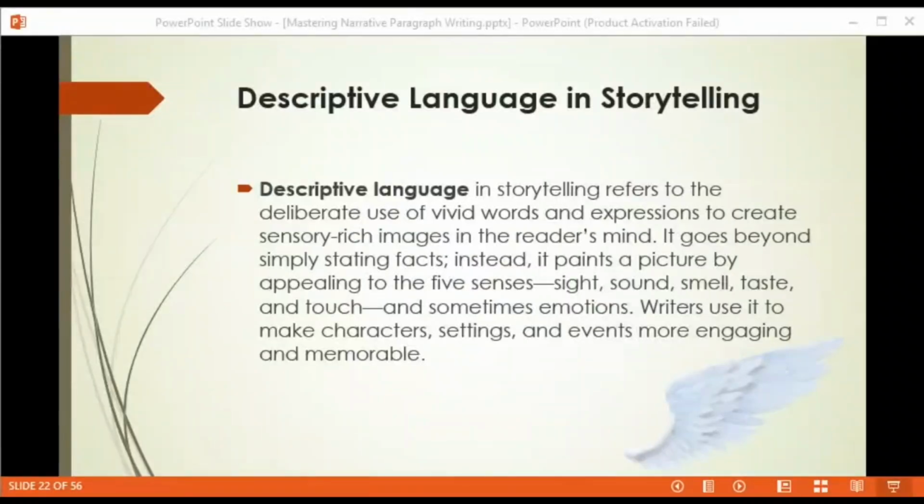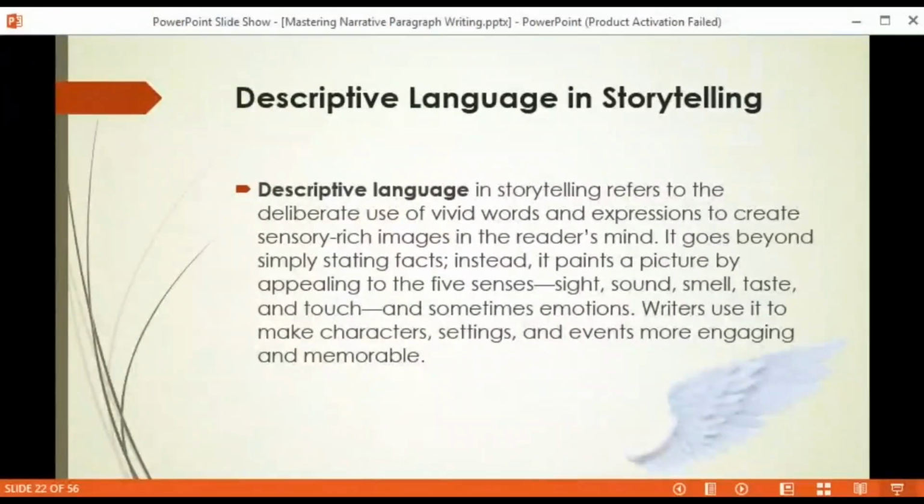Descriptive language in storytelling refers to the deliberate use of vivid words and expressions to create sensory rich images in the reader's mind. It goes beyond simply stating facts. Instead, it paints a picture by appealing to the five senses: sight, sound, smell, taste, and touch, and sometimes emotions. Writers use it to make characters, settings, and events more engaging and memorable. Next slide, please.